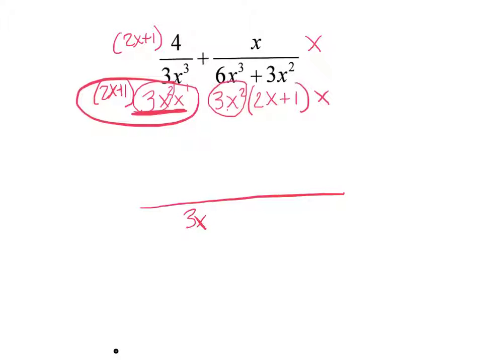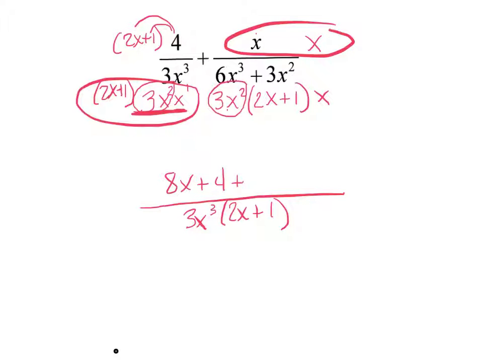So I have 3x cubed times 2x plus 1. Now on top, I need to take that 4 and multiply it through, so I get 8x plus 4 plus, and then my x's can go together, x squared. And the only other thing you could do is just rewrite it so that it's in the proper format of the biggest exponent down to the constant. But otherwise, this is your answer.